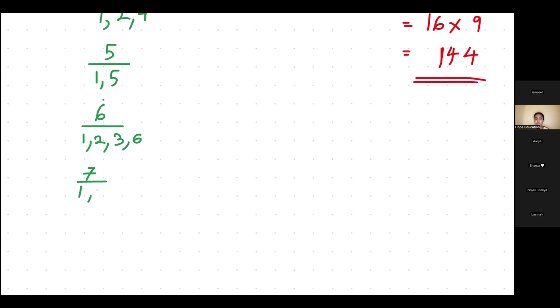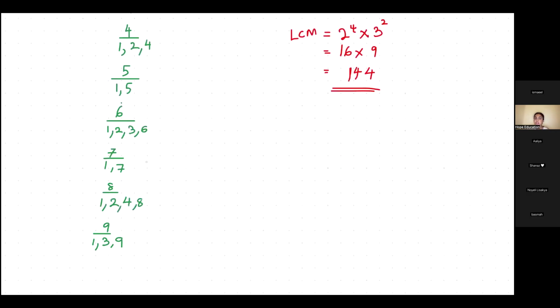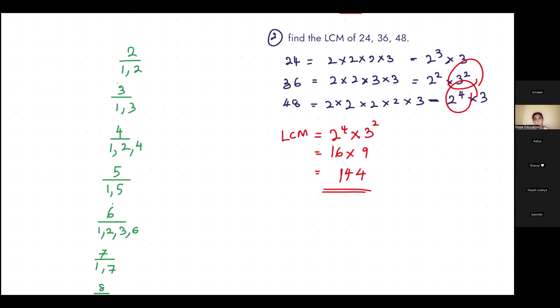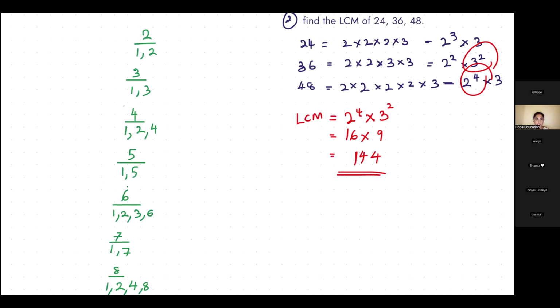The factors of 8 are 1, 2, 4, and 8. The factors of 9: 1 times 9, so 1 is a factor. 3 times 3 is 9, so we have 3 as another factor, and also 9. Do you know how to get these factors? Is it clear for you? Yes, miss. All right. Others also, I hope it's clear.